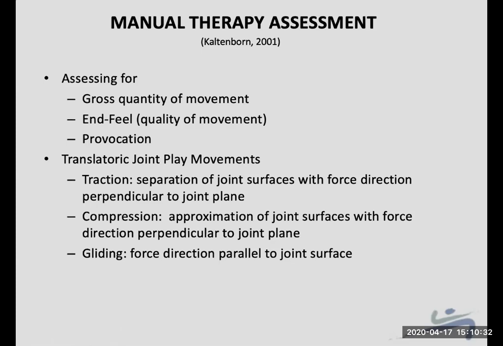Very helpful information there. And generally speaking, with translatoric joint assessment, we could see traction, compression, or gliding. So typically with the lumbar spine, we're going to be talking about gliding. With traction and compression, we could also see more so with the hip, the knee, the foot and ankle.